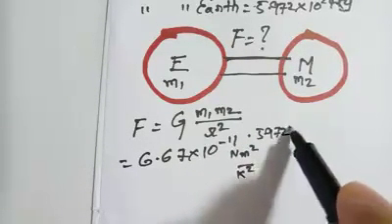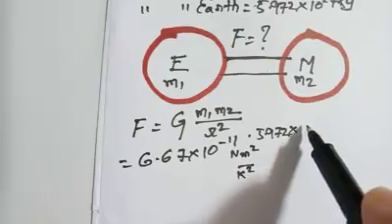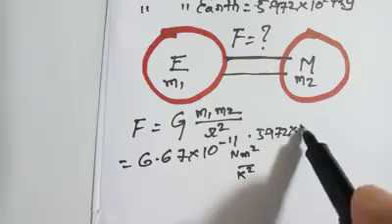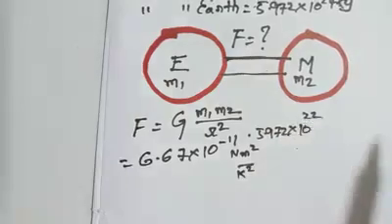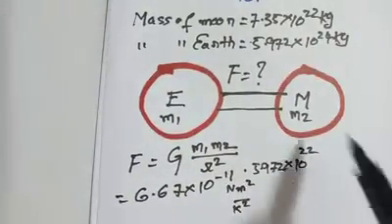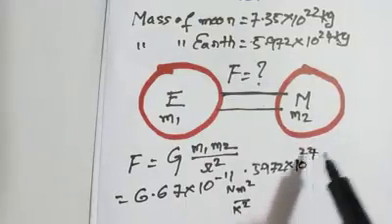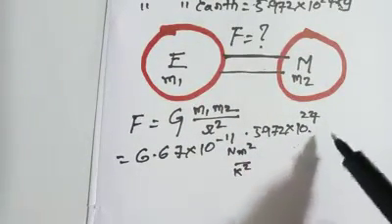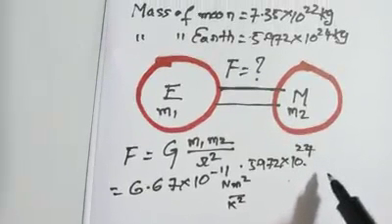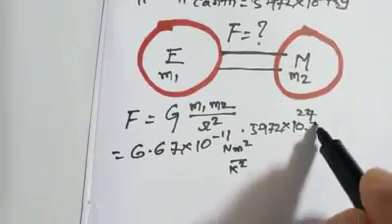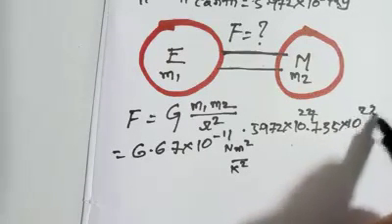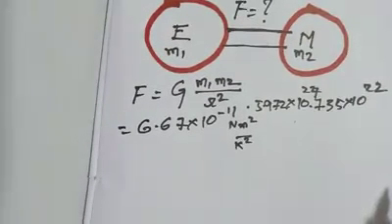Multiplied by 10 to the power 24. Sorry, it's 10 to the power 22? Let me check from here. I'm so sorry, it would be 10 to the power 24. Yes, Earth is 24, Moon is 22. And this is multiplied by 7.35 multiplied by 10 to the power 22 kilograms. I'm omitting the units right at this moment.